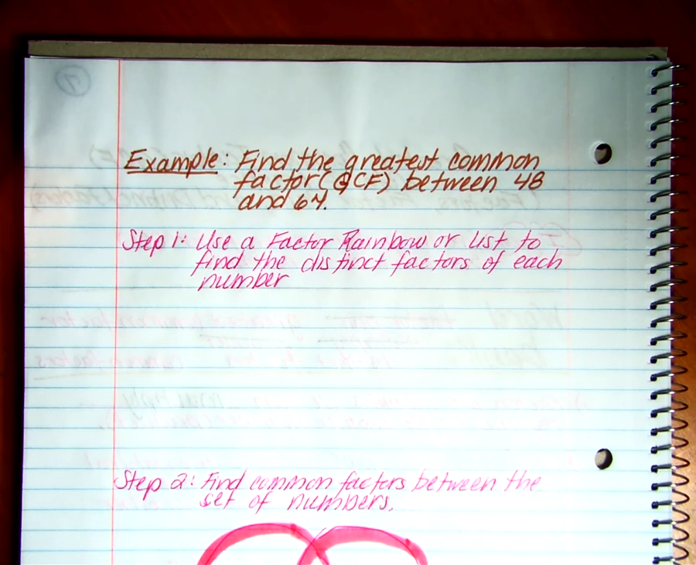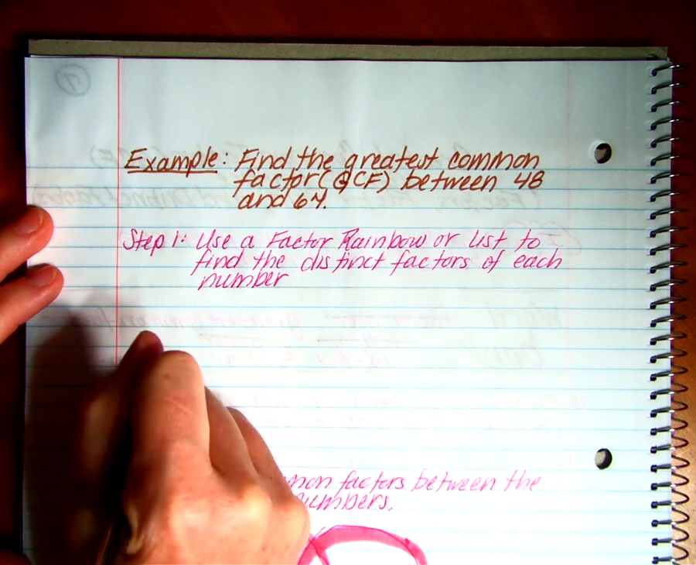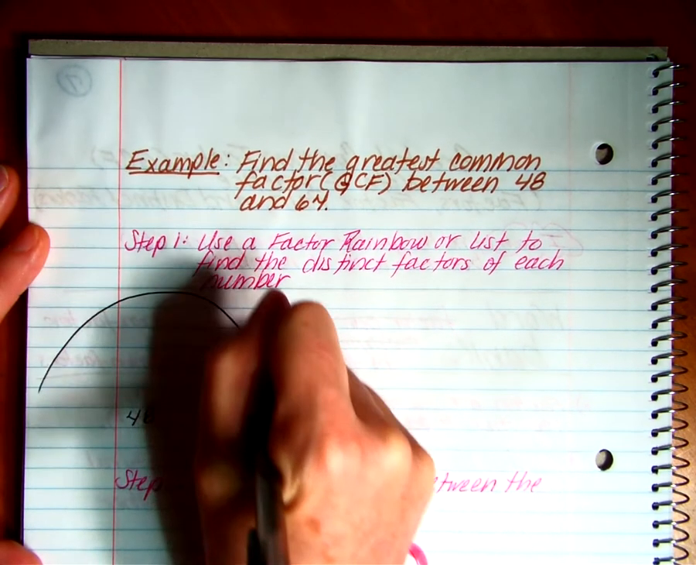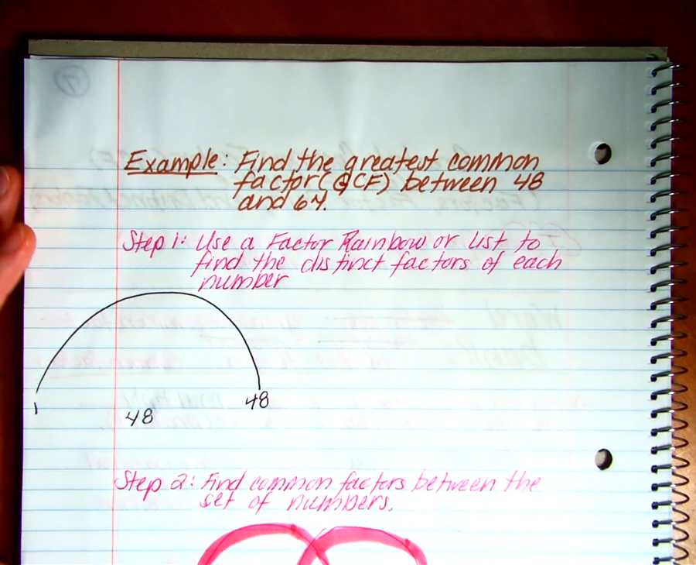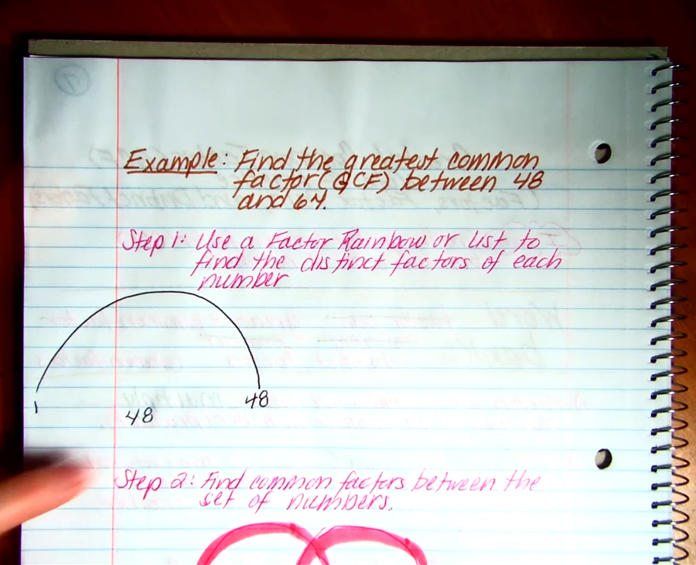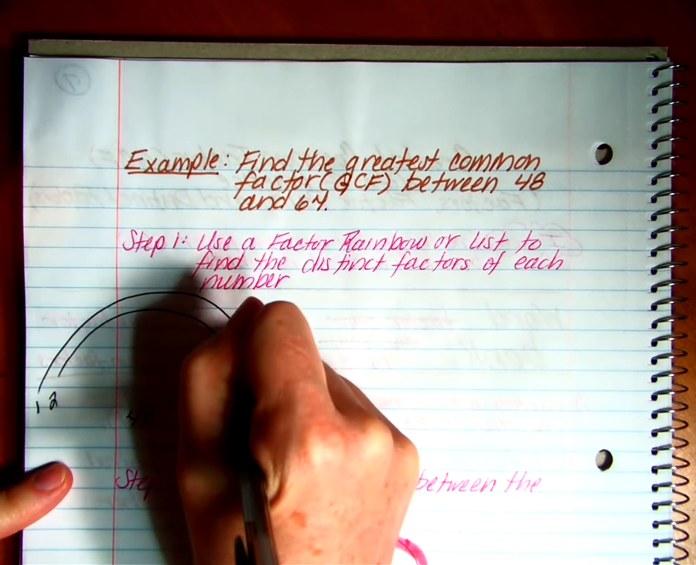Okay, so with 48, I'll show you a factor rainbow, and then with 64, I'll model a list, because you could do either one. It's fine. Okay, so 48, we're going to make a rainbow here. Well, we can always do 1 and the number itself. That's the identity property of multiplication. 48 is an even number, so 2 is definitely going to go into it. 2 times what will get you 48?